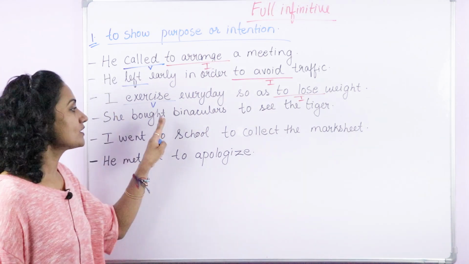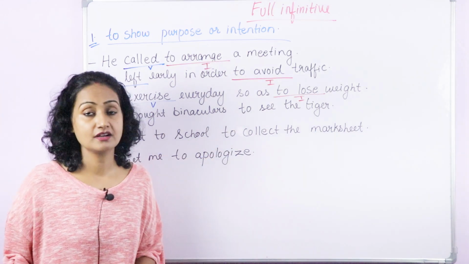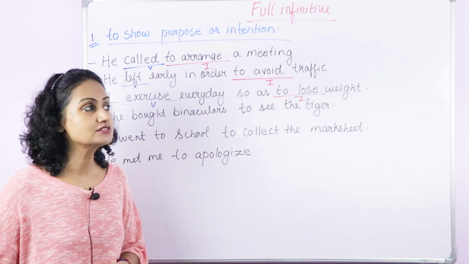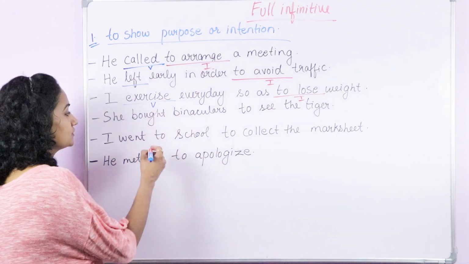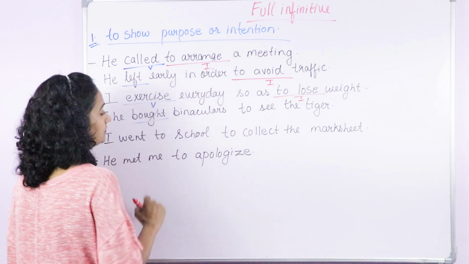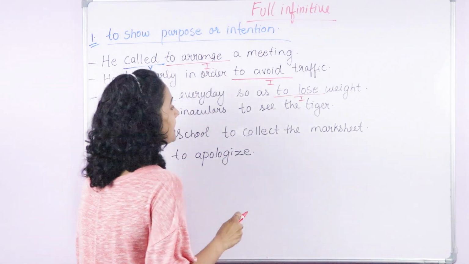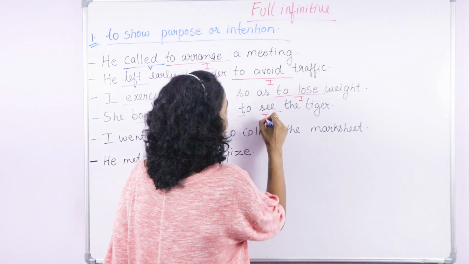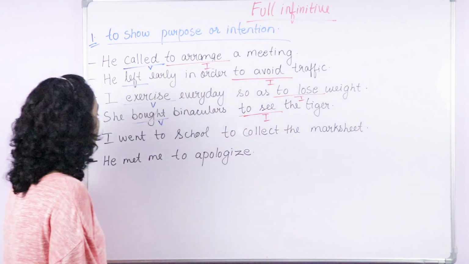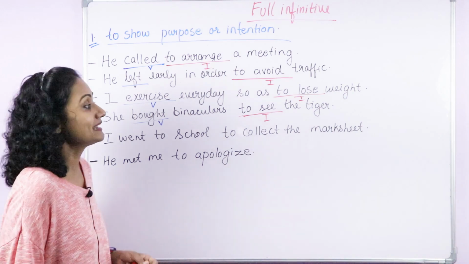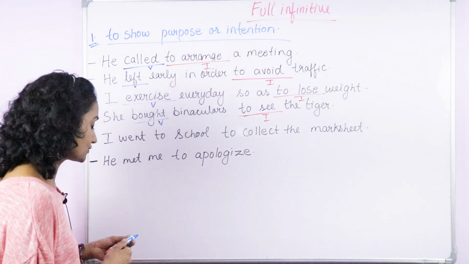Next is, she bought binoculars to see the tiger. Why did she buy binoculars? To see the tiger. So the main verb is buy, bought, second form of the verb bought, and to see is an infinitive, okay? I went to school to collect the mark sheet. So why did I go to school?